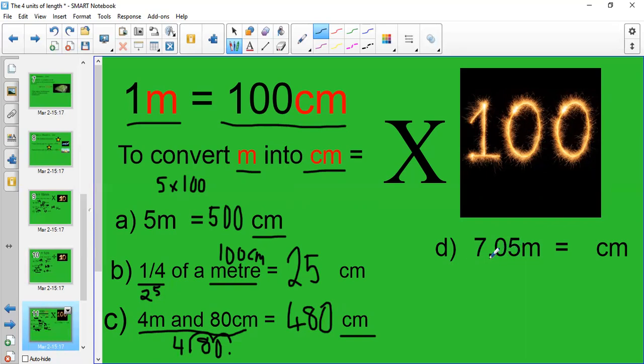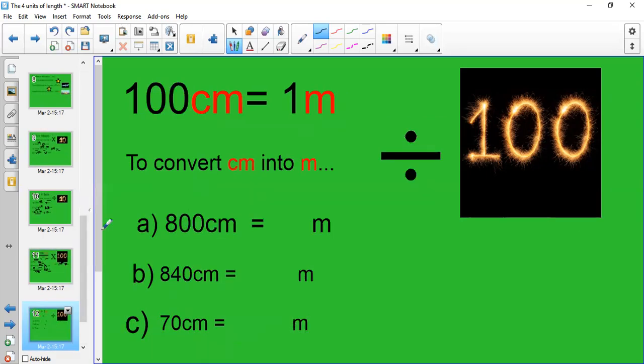Again, if you have a decimal number like this, you're multiplying 7.05 meters and changing it into centimeters. To multiply this by 100, you move the decimal point forward 2 places to the right, 1, 2. So 7.05 meters becomes 705. Oops, it's quite difficult to write that in there. 705 centimeters.